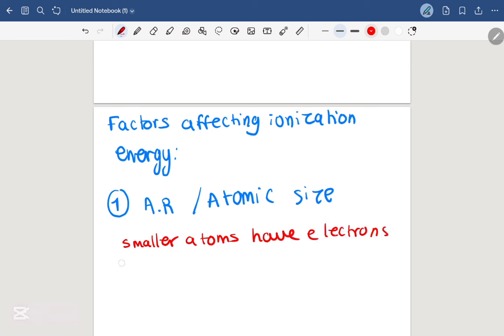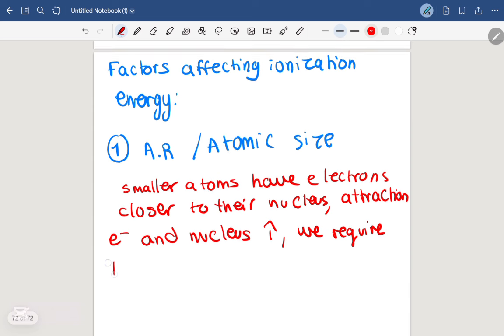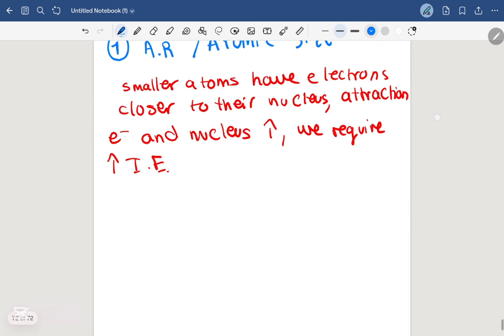closer to their nucleus, right? So usually atoms that are smaller have electrons that are closer to their nucleus. Because of this, attraction between electrons and nucleus is greater. Thus we require a higher ionization energy in order to remove the electron. This was the first condition, the atomic radius.